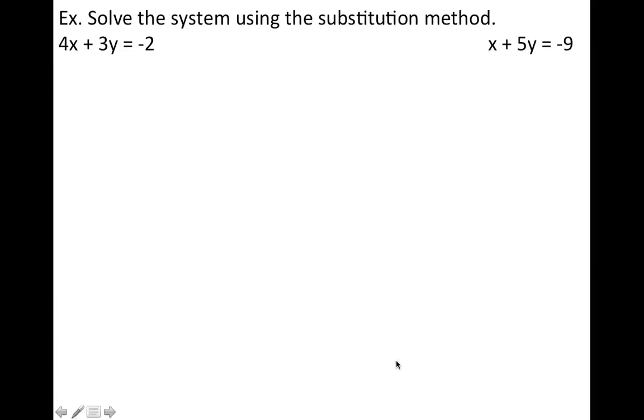Go ahead and do the same thing. Find a variable that has x or y with no number in front of it. Alright, and once you solve this out, I solved the second equation for x, substitute into a first equation, and I got y equals negative 2. Once I plugged that back in, I got x equals 1, so the solution was 1, negative 2.